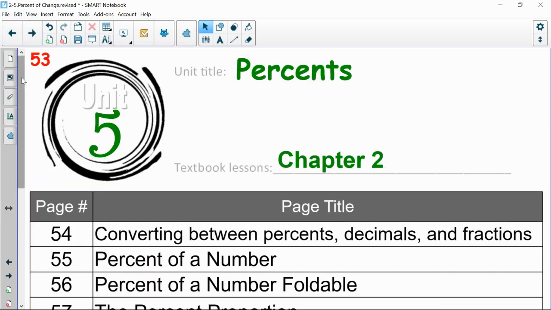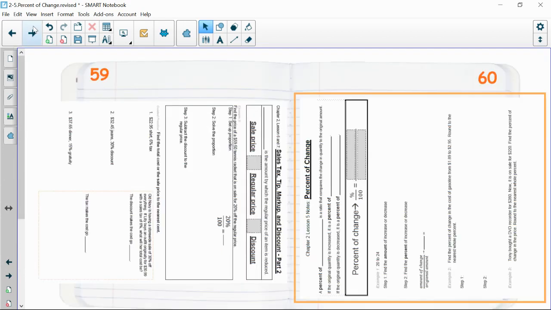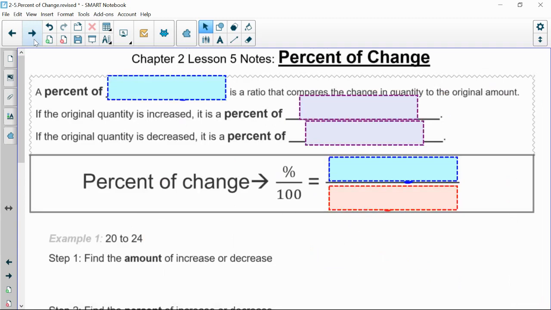So this is going into your textbook. Not your textbook, but your notebooks. We're on page 60 of your notebook, right after yesterday's sales tax, markups and discounts. All right, so this is where your notes begin.